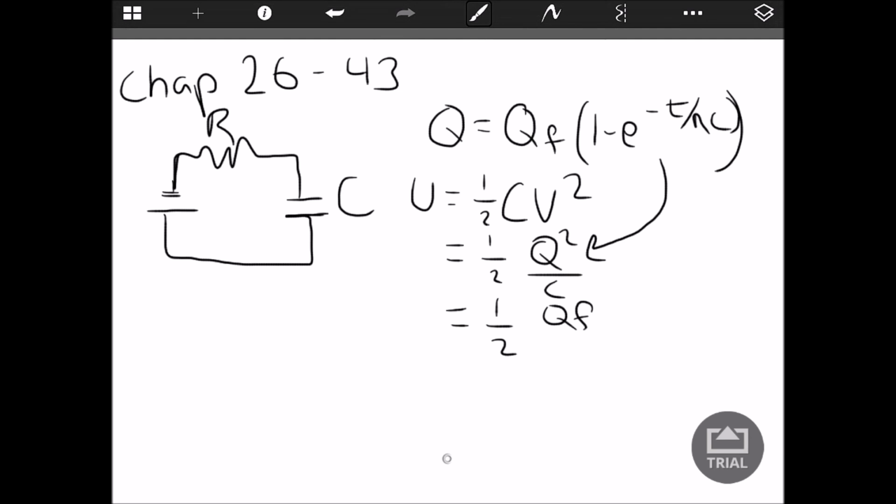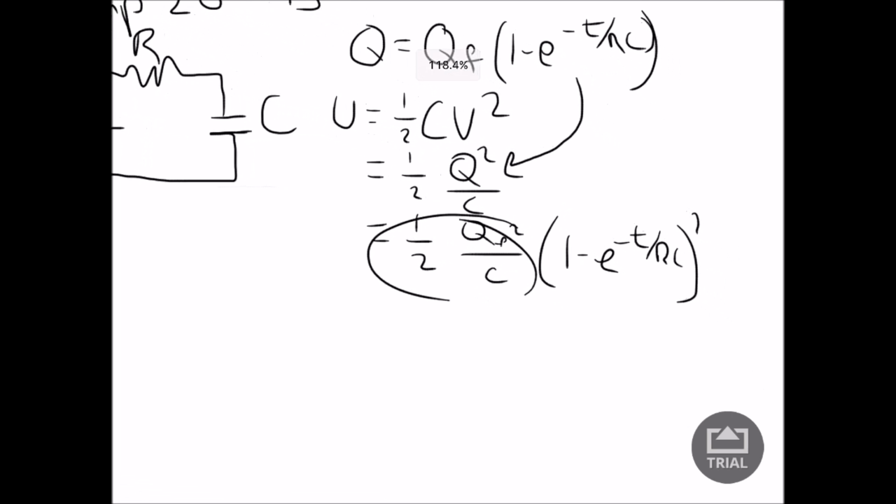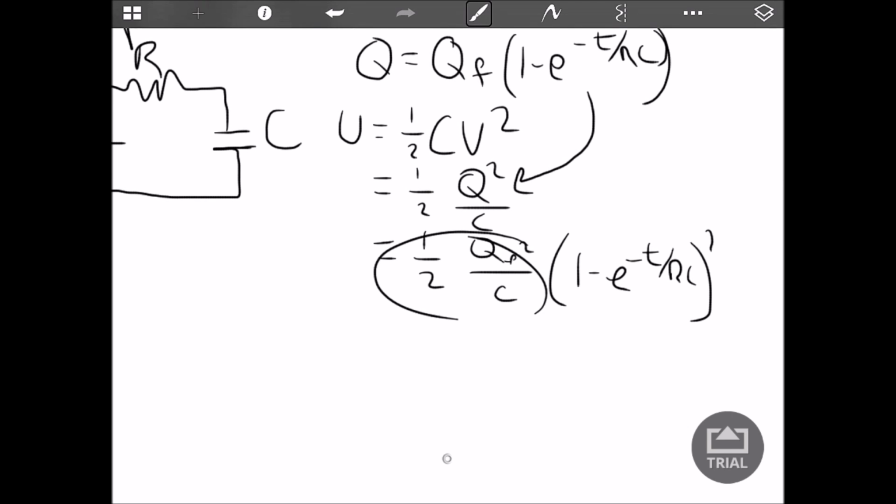Q final squared over C times (1 minus e to the minus t over RC) squared. And since this is just energy, except this time it's the final charge, we can say that this is the maximum energy. So U max times (1 minus e to the minus t over RC) squared.